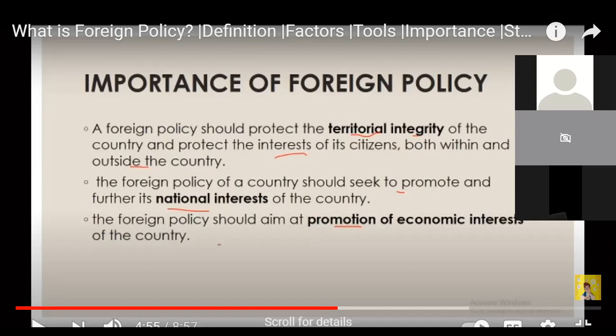Another one also is, for example, economy. It wants to develop its economy. So maybe with big countries in the world that have highly developed economies, it would do mutual programs. Okay, so this is important here.